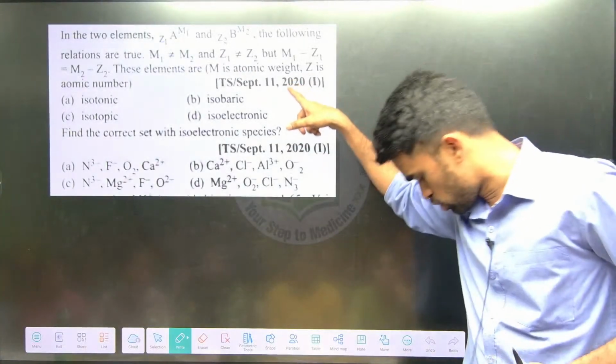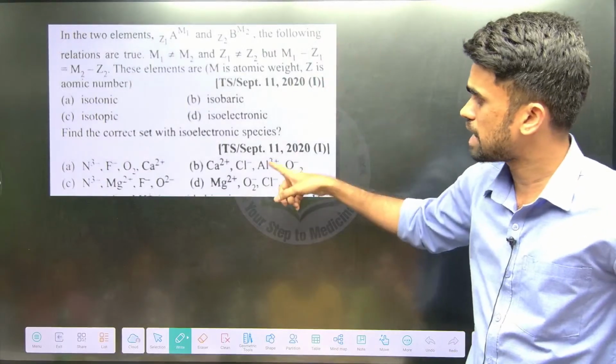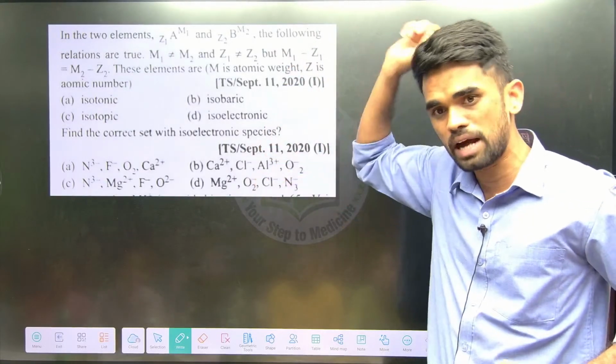Yesterday we did this question, you told this as isotonic. This isoelectronic species question we also did in the periodic table itself.